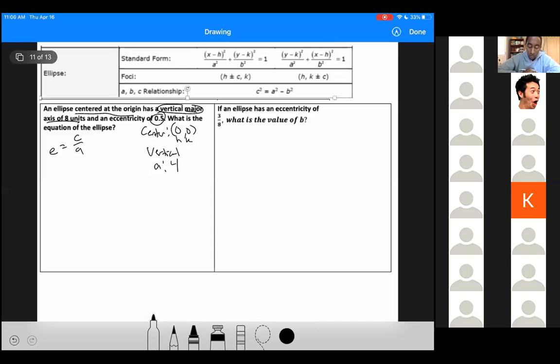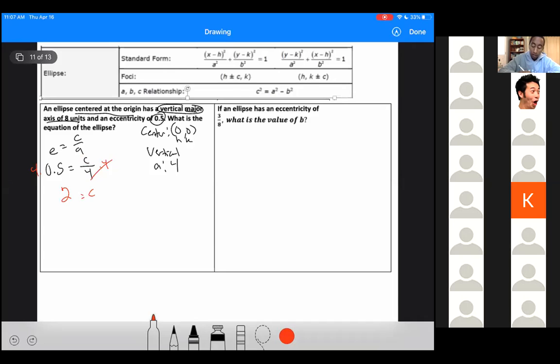So if it says eccentricity is 0.5, we can say that E is 0.5 equals C over A, and we know A is 4. So we can use the formula for eccentricity, C over A, to solve for the C. And once we solve for the C, we can solve for the B. And once we solve for the B, we have everything we need. So if we multiply by 4, we're going to get C equals 2. Half times 4 is 2. Or you can just think 2 divided by 4 is half.